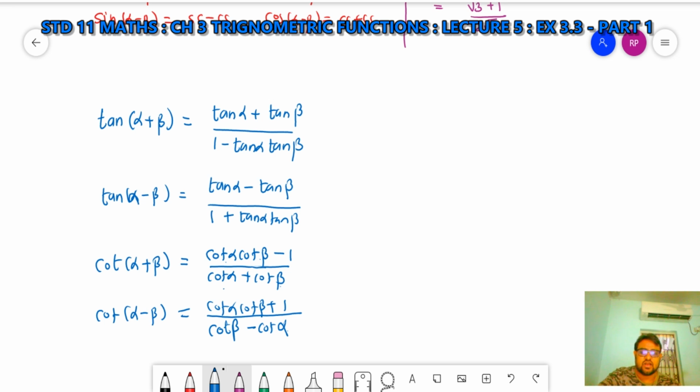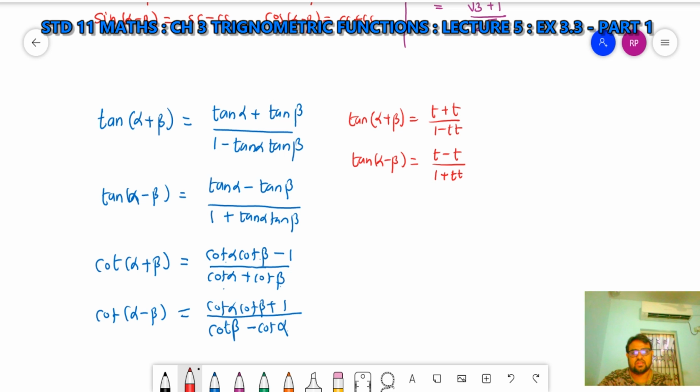In shortcut, how can you remember this? Tan alpha plus beta: T plus T, 1 minus TT. Tan alpha minus beta: T minus T, 1 plus TT.